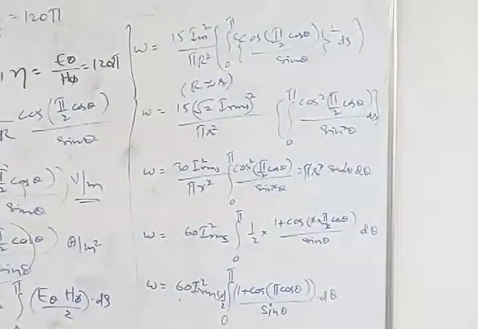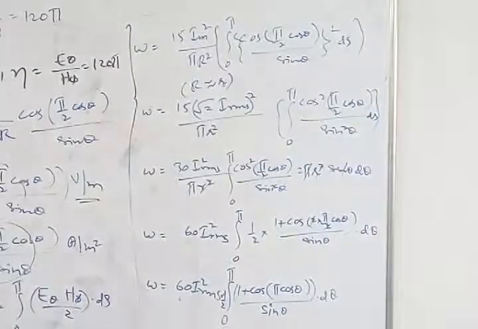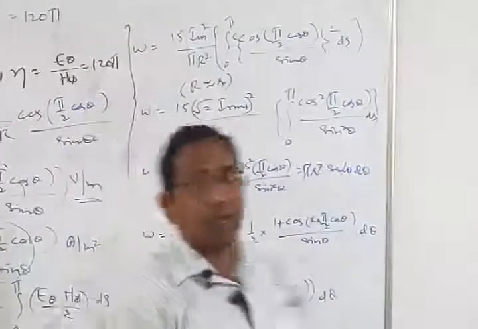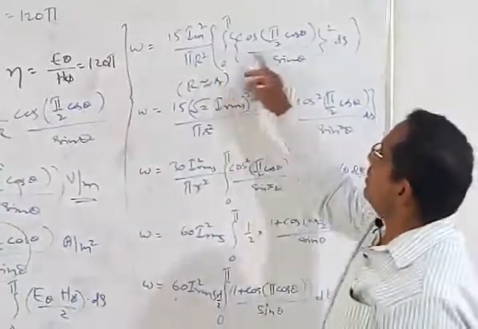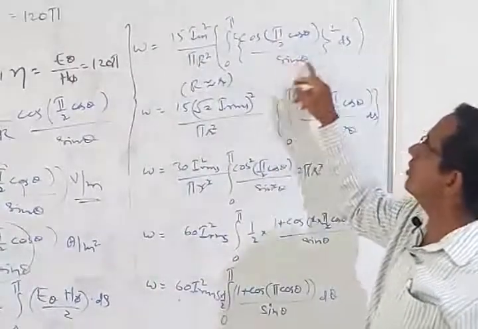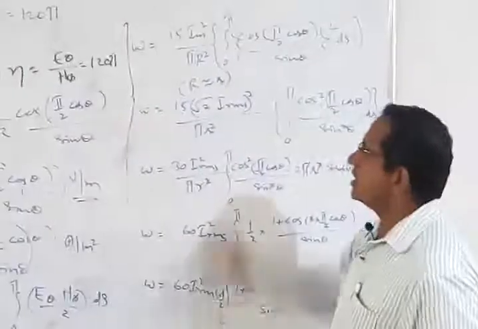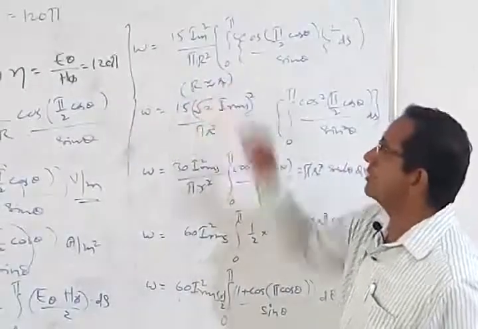Now we will be solving for the power density. W is equal to, so what we can write this as 15 Im square by pi r square into this particular factor, cos of pi by 2 cos theta by sin theta, all that. Okay. Now for simplification, capital R is approximated to small r.